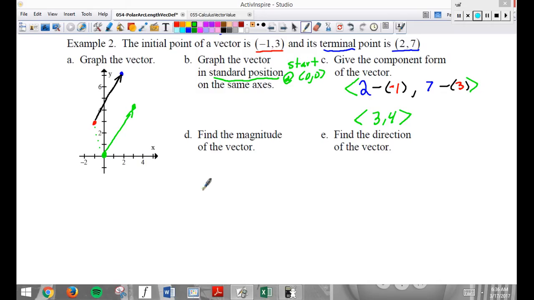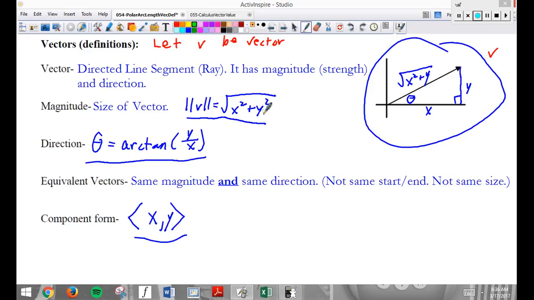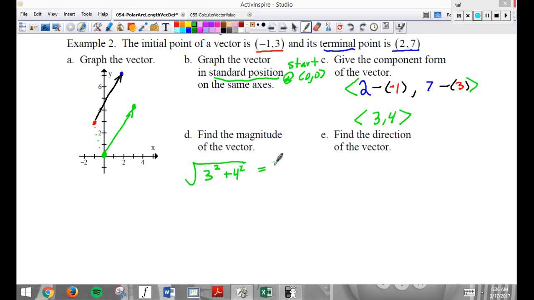Magnitude of the vector. It's x squared plus y squared inside the square root. It's just the formula that was on the other page. Boom. 5.